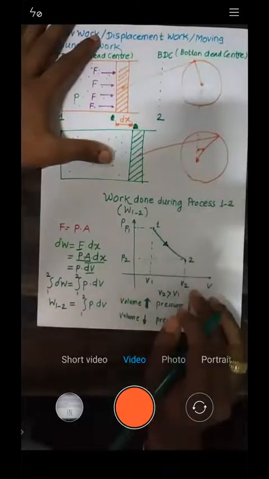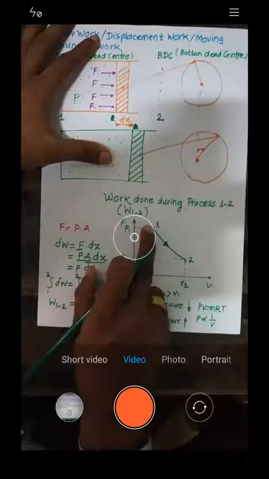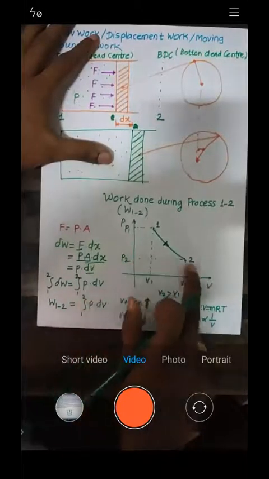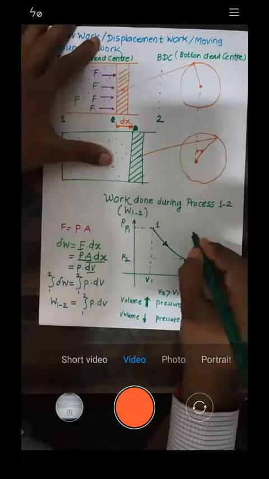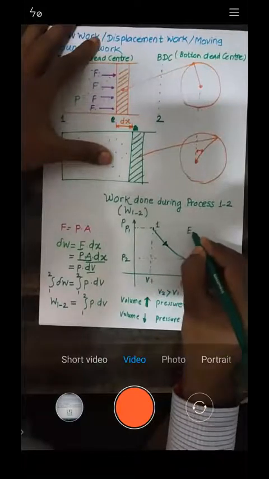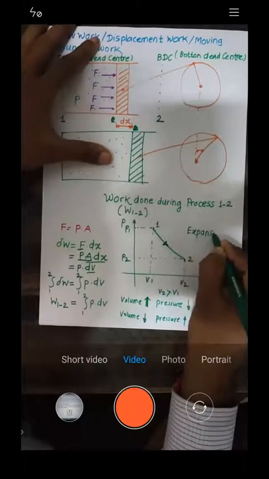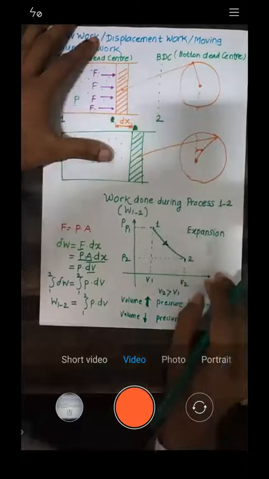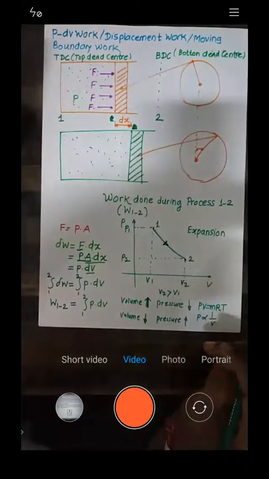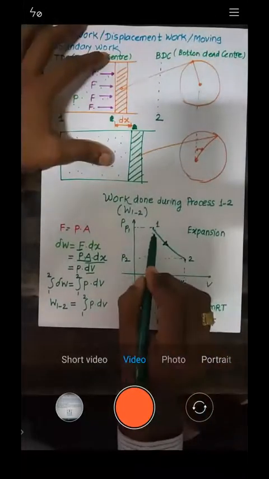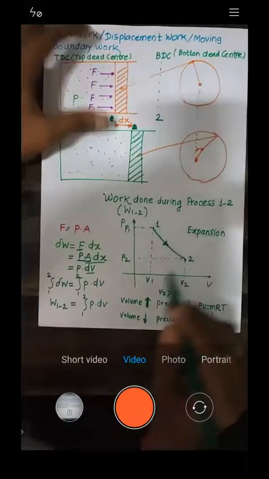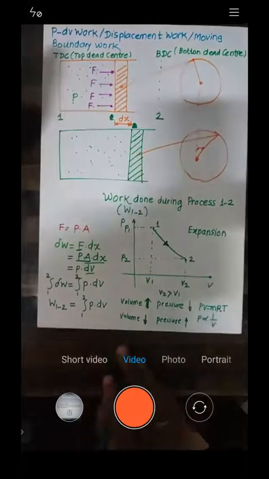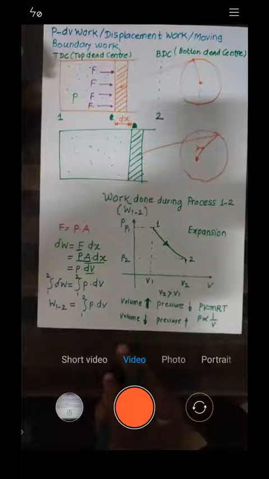You can see here, the pressure is decreasing and volume is increasing. Pressure decreases, volume increases. Such a process is called expansion. Try to understand. When volume increases, pressure decreases, such a process is called expansion. Is that okay or not?